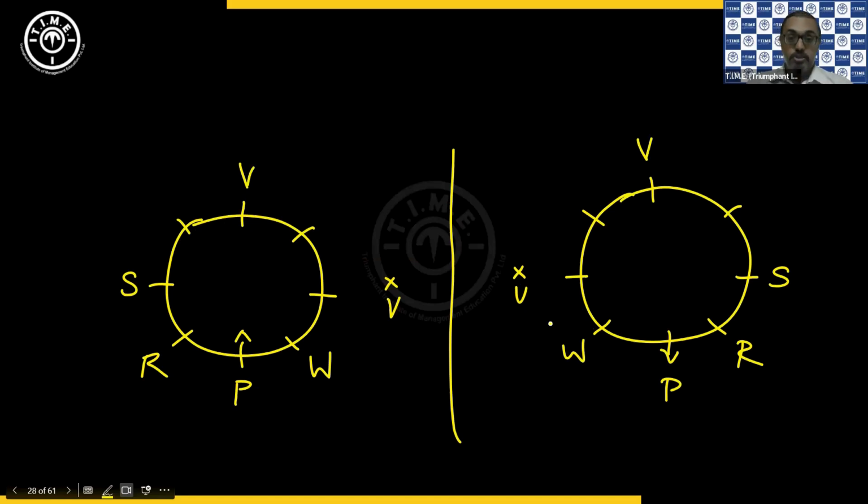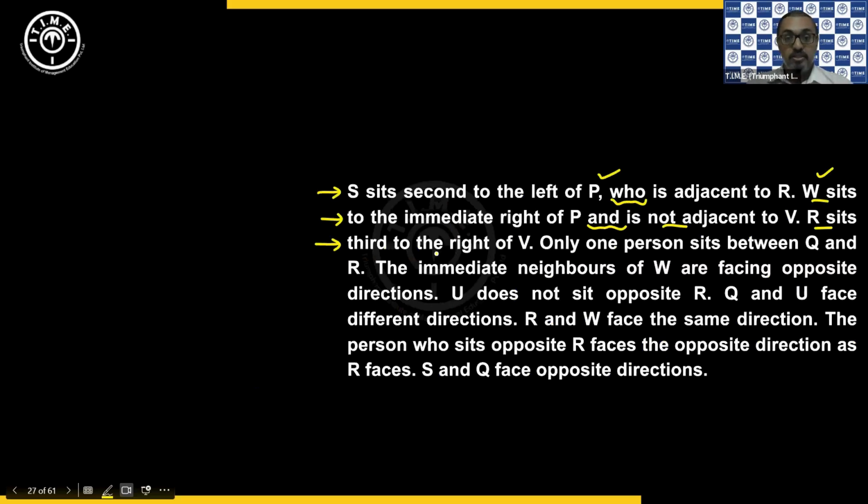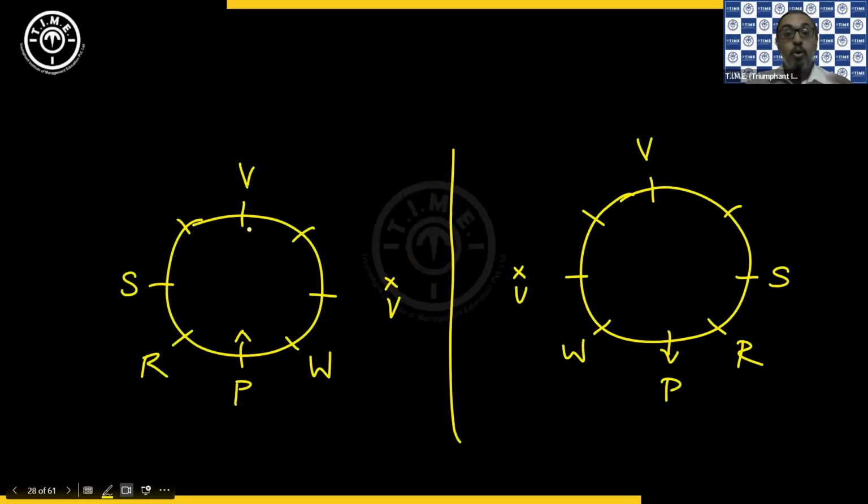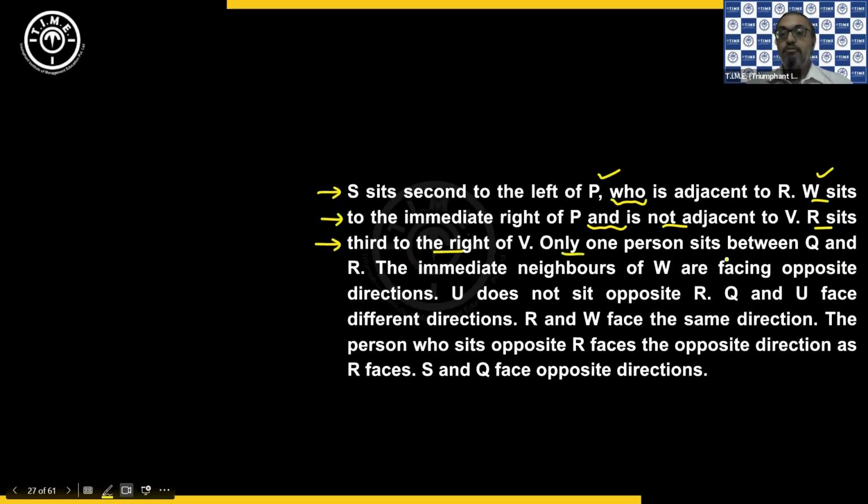Now once I know the position of V, you can fix the direction of V based on left or right. Because he says right of V, in the first case, I am counting third position in the anti-clockwise direction. So V will be facing the center. Now in the second case, I am counting third position of R in the clockwise direction. So V will be away from the center. Correct? Right. Then next, only one person sits between Q and R.